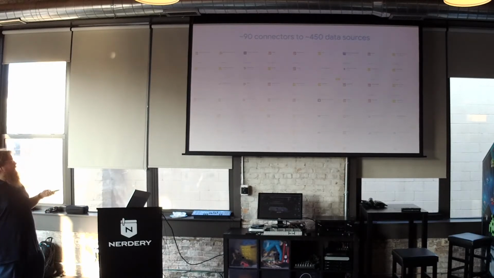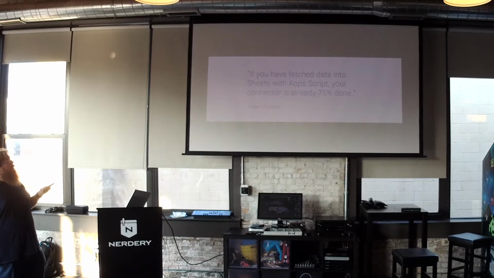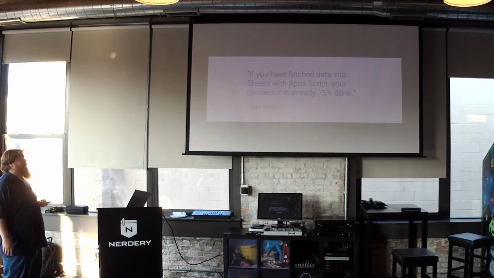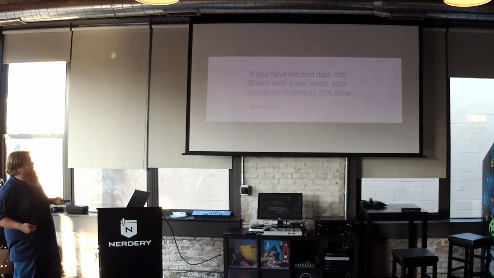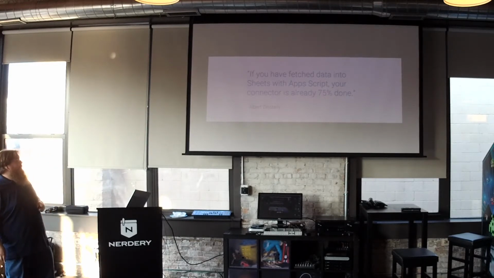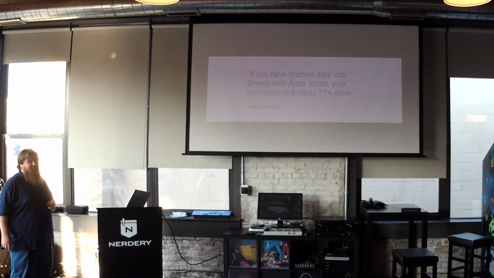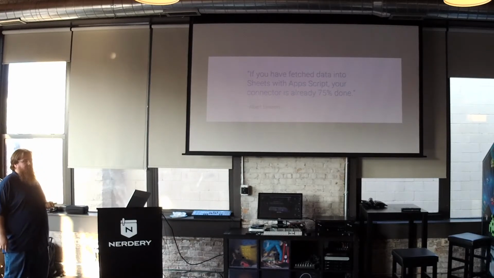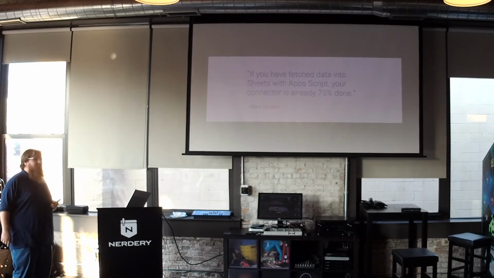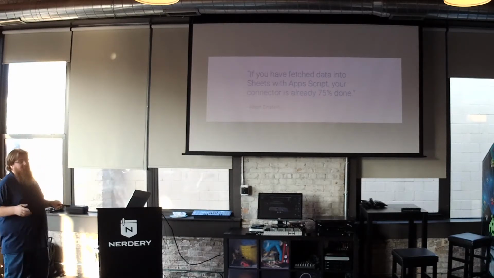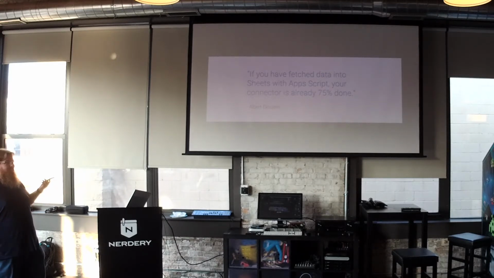It's pretty easy to use. Check it out. This is a fake Albert Einstein quote. He was probably trying to be funny on this slide. If you fetch data into Sheets with Apps Script, your connector is already 75% done. Essentially, if you're putting data in Sheets automatically, you've pretty much written Apps Script there. So it's just rewriting it and tweaking it a bit to be pulled into Data Studio as opposed to Sheets. If you've got it in Sheets, you can just connect it through a Sheets connector either way.